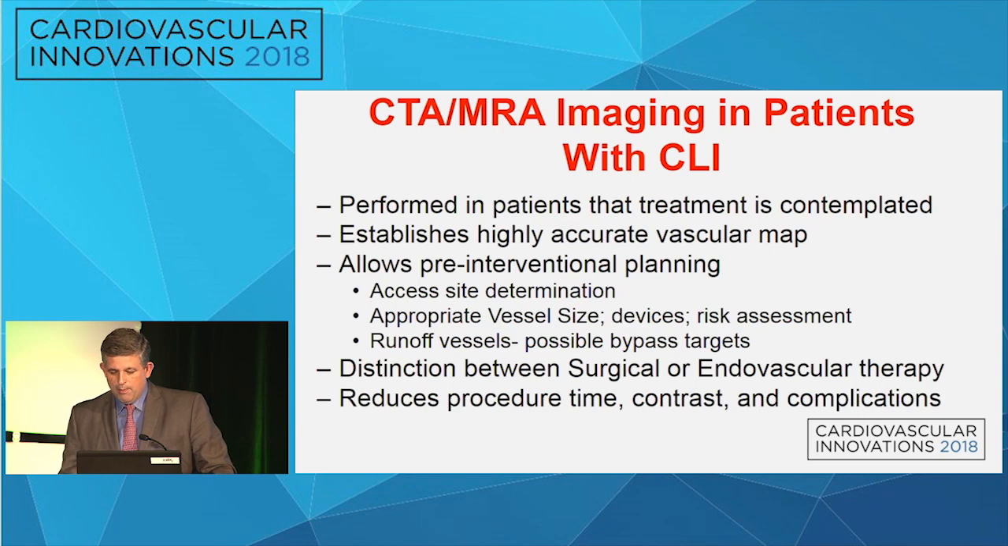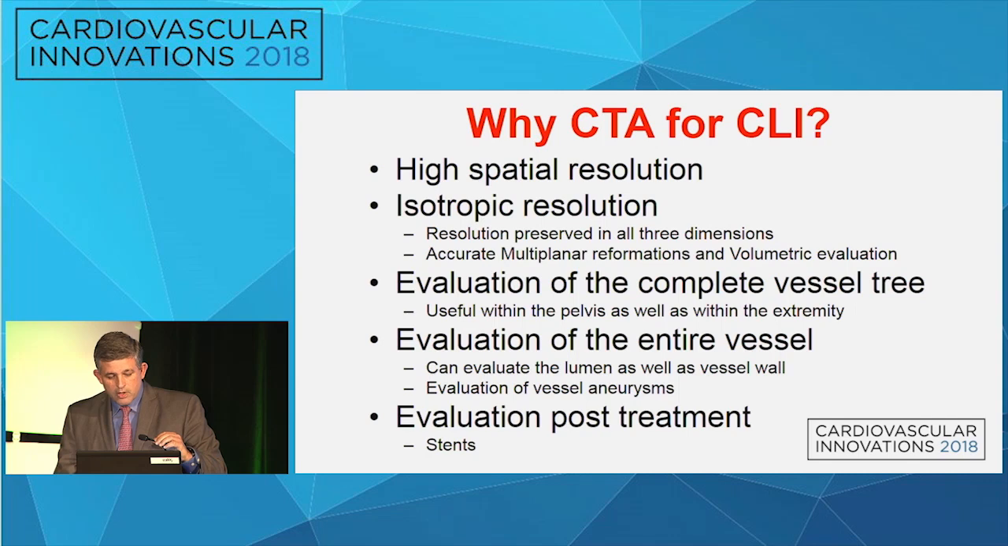When do we get a CTA or MRA of these patients? To me, it's when we're going to think about the treatment plan. It gives me a direct morphologic evaluation of what's going on so I can decide what my site of access is. Does the patient need surgery or bypass, or is this an endovascular approach? What are my runoff vessels? What's the goal of my therapy? What am I going to tell my patients in terms of risk? Do I have all the tools that I need to approach this particular patient at the time that I'm going to treat it? I hope that's going to reduce my procedure time, my contrast use, and my complication rate.